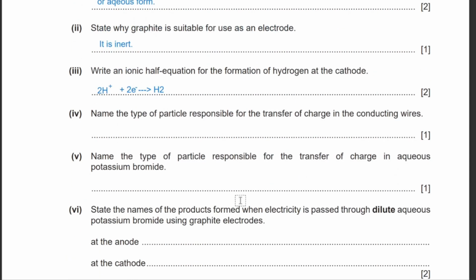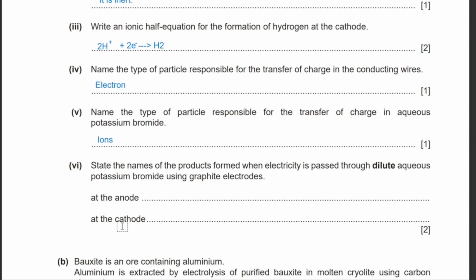Alright, name the type of particle responsible for the transfer of charge in the conducting wires. Electrons. Name the type of particle responsible for the transfer of charge in aqueous potassium bromide. That's basically the liquid part, and that would be ions.